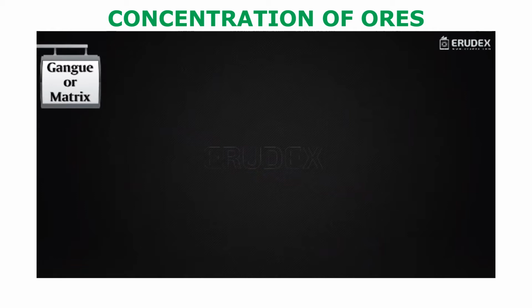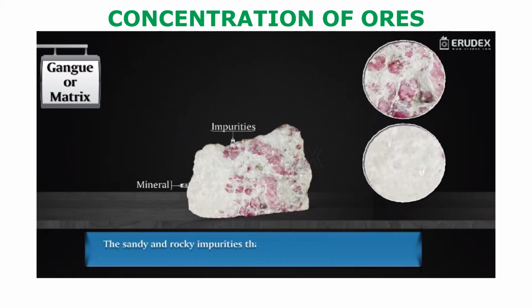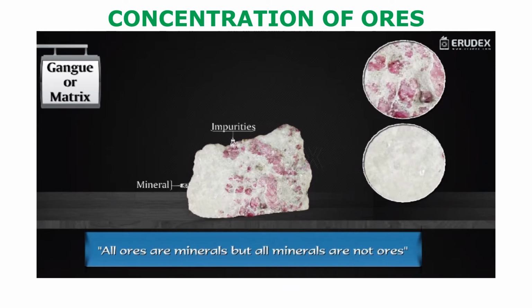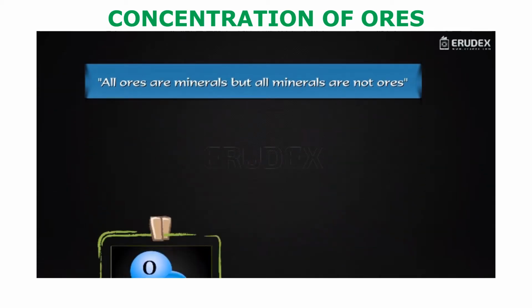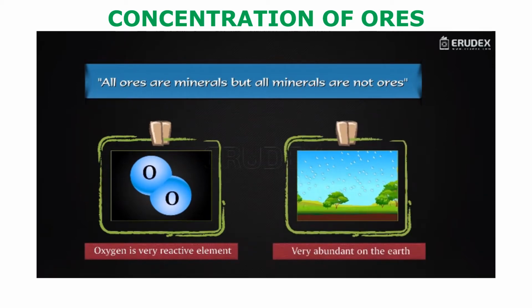Gangue or matrix. The sandy and rocky impurities that are associated with the minerals are called gangue or matrix. All ores are minerals, but all minerals are not ores. Remember that most of the metal ores are oxides. This is because oxygen is a very reactive element and very abundant on Earth.